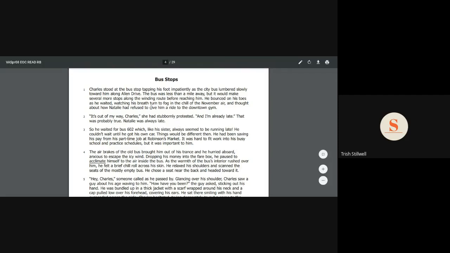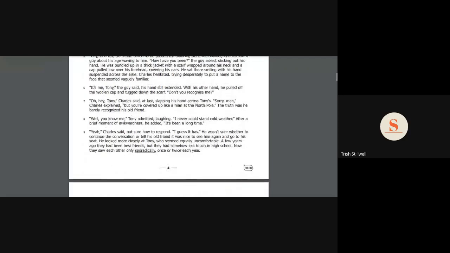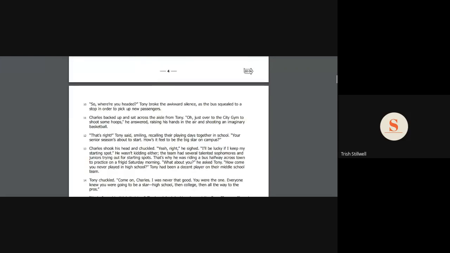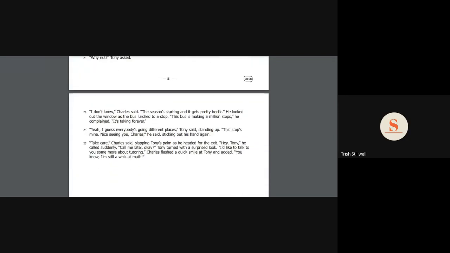Directions say read the selection on bus stops and answer the questions that follow. This is a lengthy passage, right? Wow, really lengthy. Okay. Notice question 1. In paragraph 4, the word acclimate means to. I would consider this a question in isolation. All you have to do is go back to paragraph 4 and use context clues for that word.